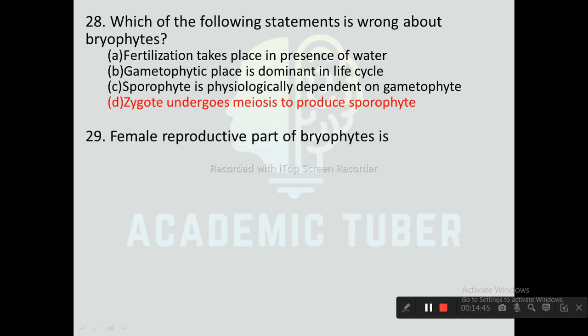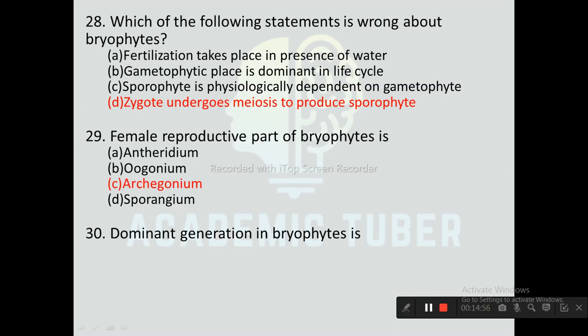Next one, female reproductive part of bryophytes is, and the options are Antheridia, Oogonium, Archegonium, and Sporangium. And the correct option is option C, that is Archegonium. Next one, dominant generation in bryophyte is, options are capsule, sporophyte, gametophyte and setae, and the correct option is option C, that is gametophyte.